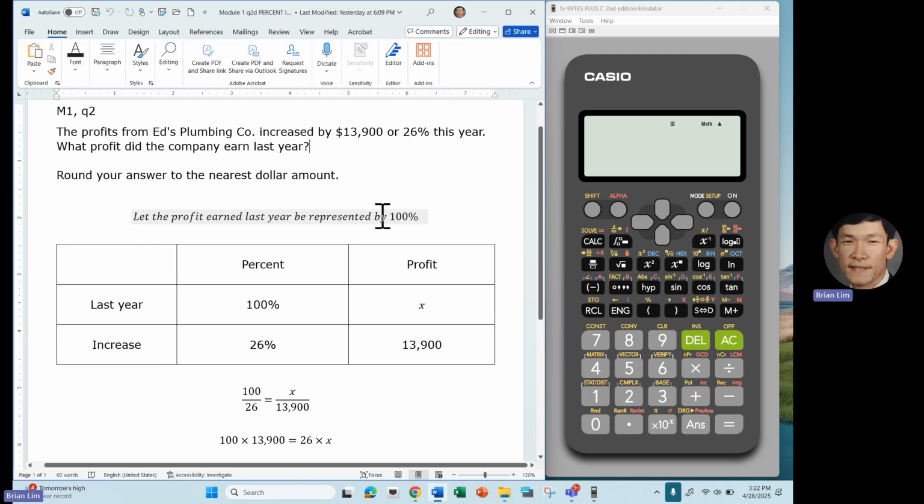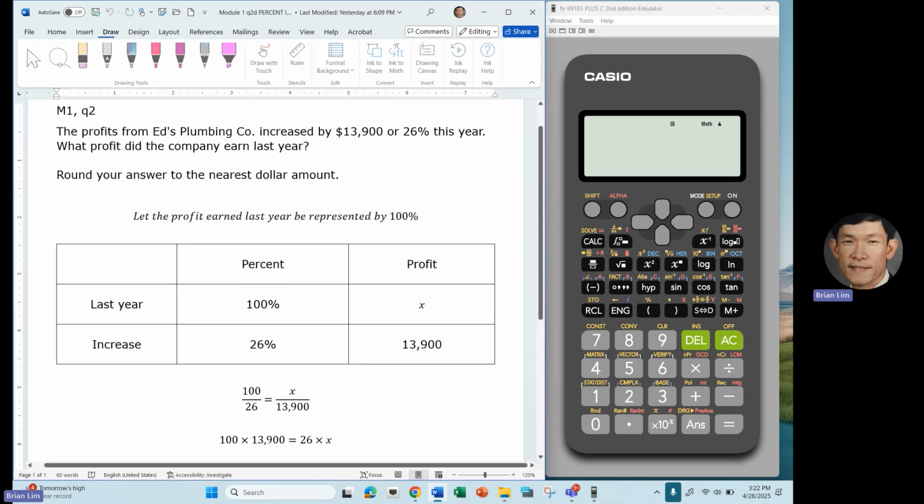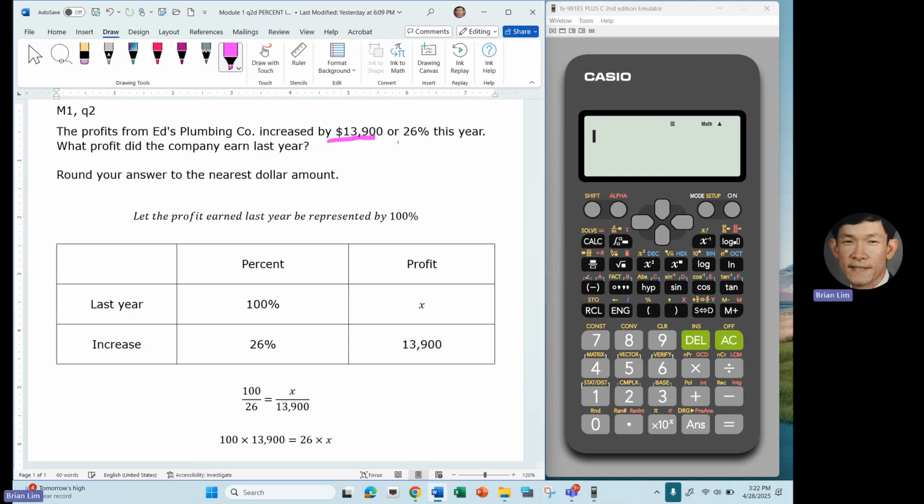All right, so here we have the two quantities. We have what the increase was, we have the percentage. Now, this is based on what? Well, it is based on what was earned last year, correct? So that is the reason why we have to let the profit earned last year be 100%, because the basis of the increase is on last year.